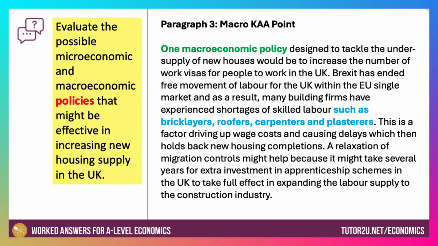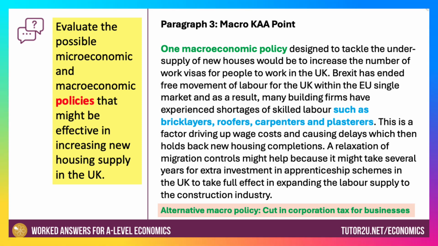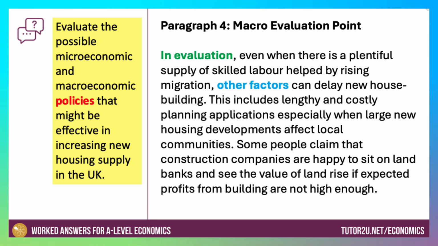So my macro policy here is to increase the number of work visas. Pardon me. And my student said, well, what about cutting corporation tax for building businesses? All fine, all good. That will be an alternative macro policy. You only have to think about 1 micro policy, 1 macro policy in a 25 marker. You only need 2 KAA paragraphs, not 3.